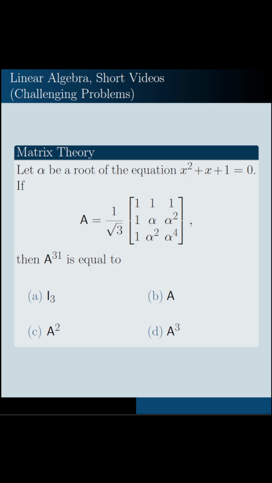Hello, in this short video we are going to investigate the following challenging problem on the topic of matrix theory. Let alpha be a root of the equation x squared plus x plus 1 equals 0. If A is this given matrix, then A to the power of 31 is equal to. Pause the video at this point and give it a try to see which one of the given options is the correct answer to the problem.